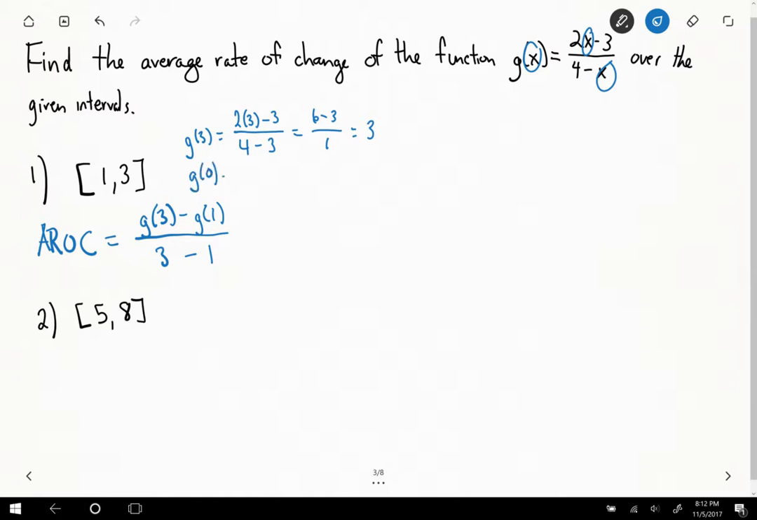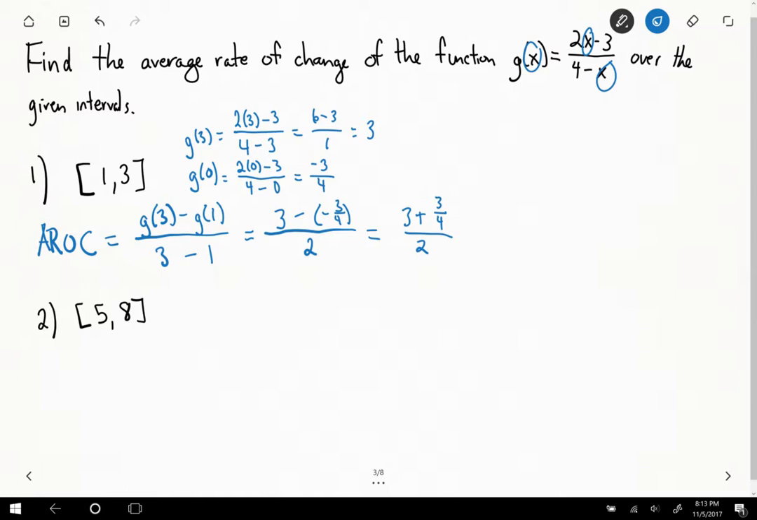And g of 0 equals 2 times 0 minus 3 all over 4 minus 0. And so what do we get? We get negative 3 up top and 4 on the bottom, so negative 3/4. So this is not going to be a nice round number anymore. So we get 3 minus a negative 3/4 all over 2. Okay, and so this actually becomes, to make it a little bit nicer, 3 plus 3/4 all over 2.